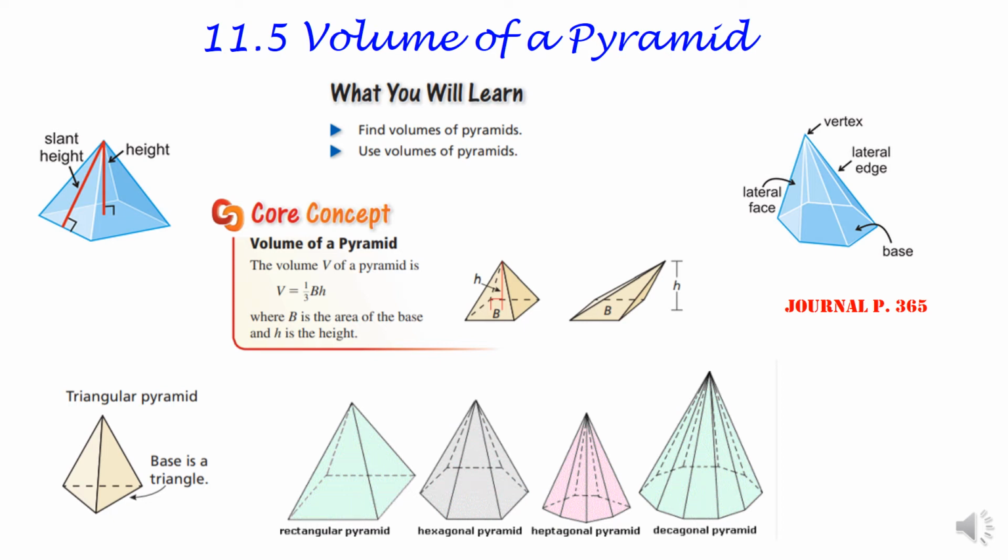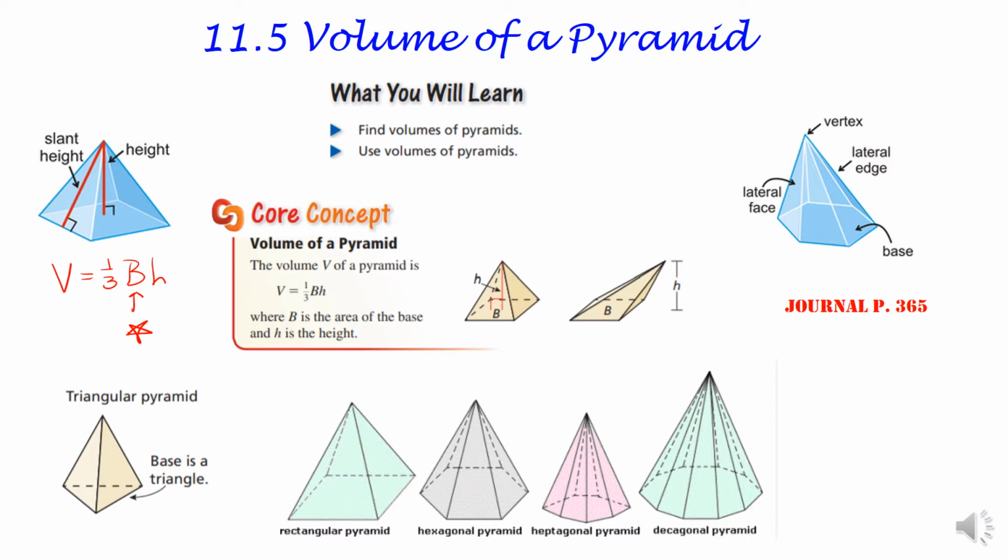Okay, so in 11.5 we're going to talk about the volume of a pyramid. So remember, just like prisms, pyramids are identified by their bases. So when we do the volume equals 1/3 big B H, that is the only difference we have between each pyramid, because it's important that you know what the base is.